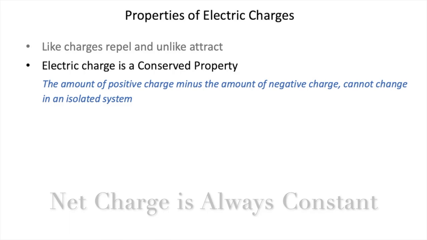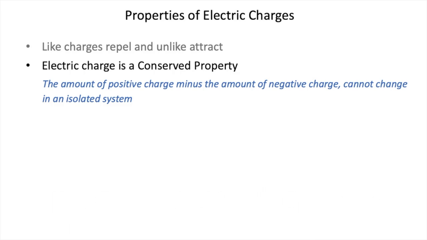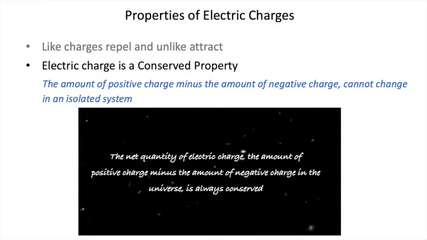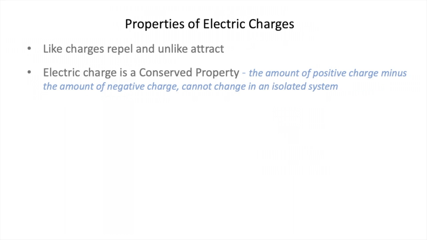Now, if we consider the entire universe as a system by itself, then we can extrapolate this property and say that the net amount of charge in the universe is also a constant, which means the total positive charge minus the total negative charge is always going to remain the same. Scientists believe that the net charge of the universe is zero, but it hasn't been proved yet.